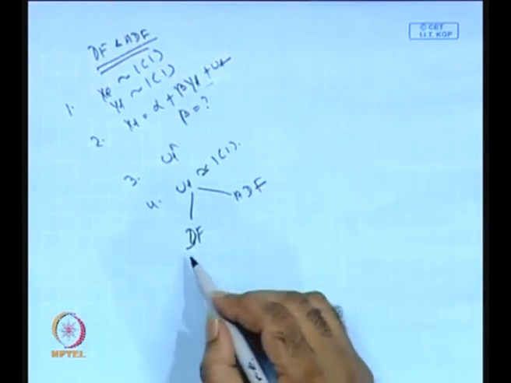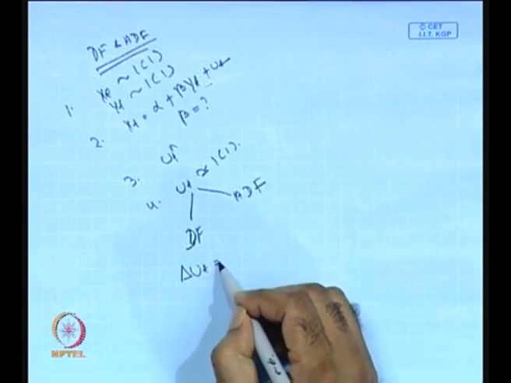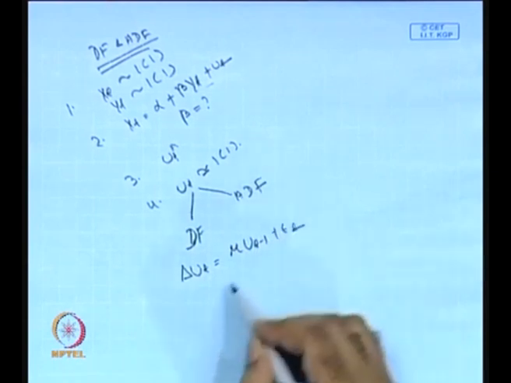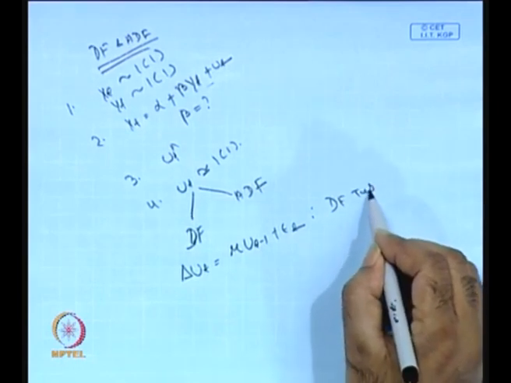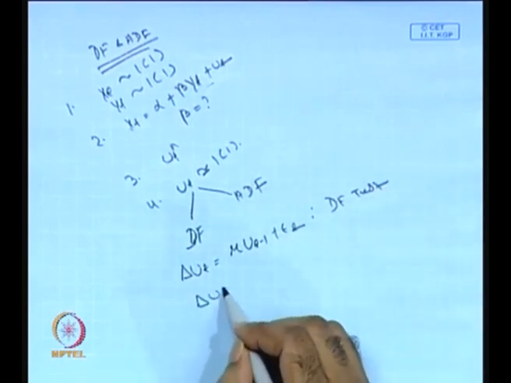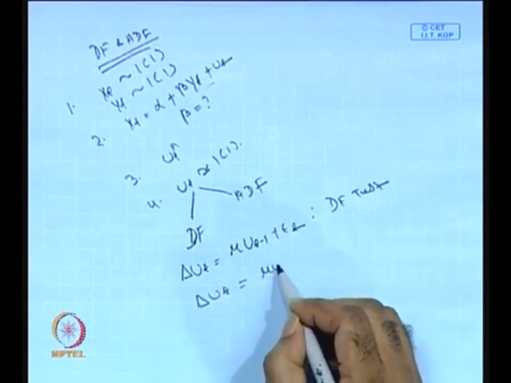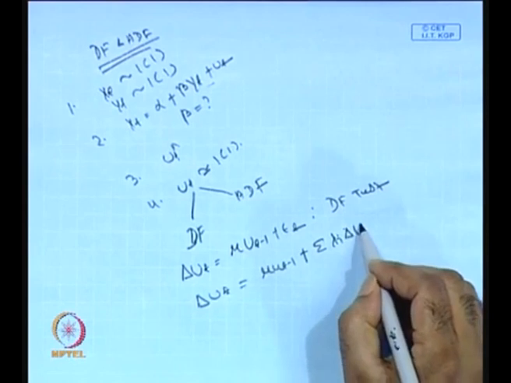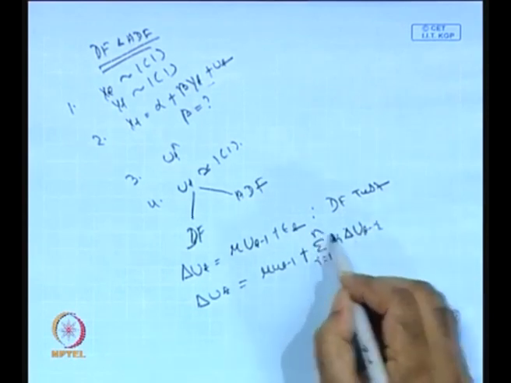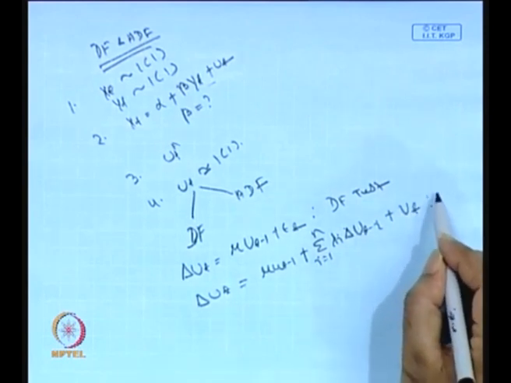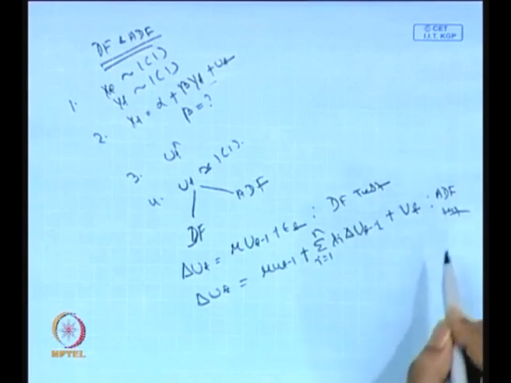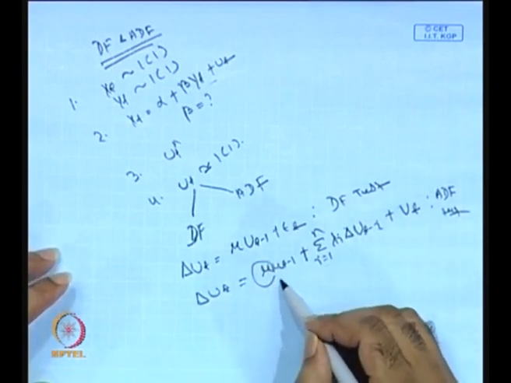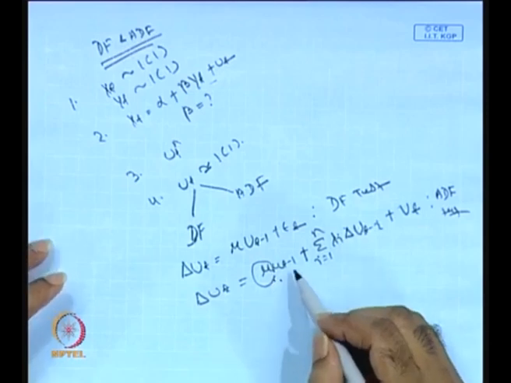Once you apply the Dickey-Fuller test, the statistic will be like this: delta u t equals mu u t minus 1 plus epsilon t. This is the DF test. Or you can apply delta u t equals mu u t minus 1 plus summation lambda i delta u t minus i, i equal to 1 to n, plus epsilon t. This is the ADF test. Of course, this has to be statistically significant so that it will be stationary in nature.